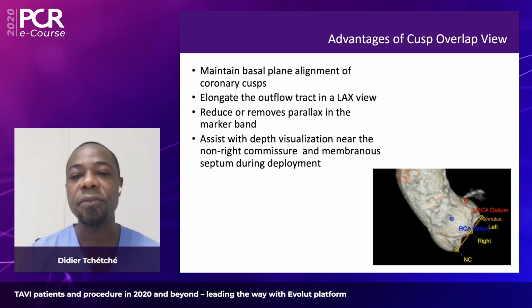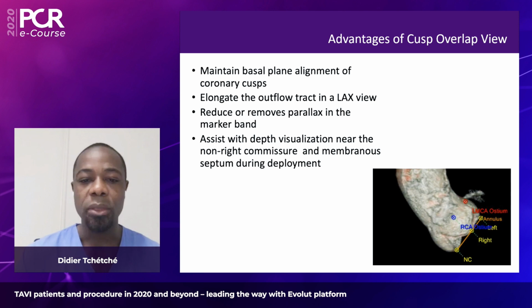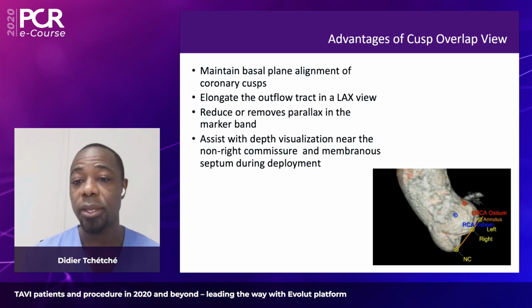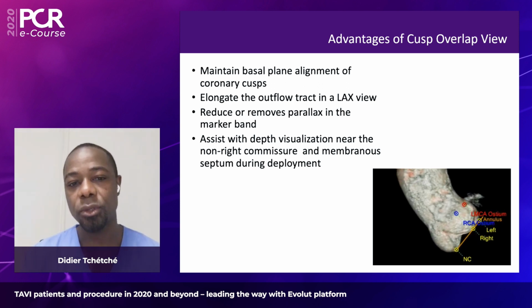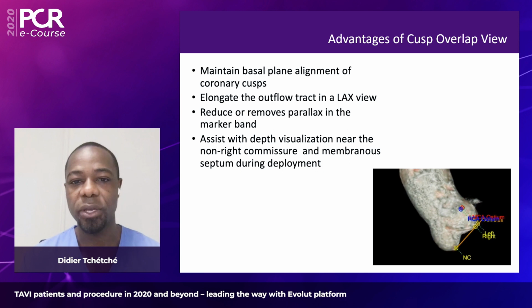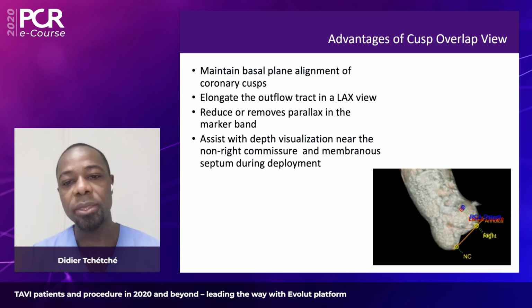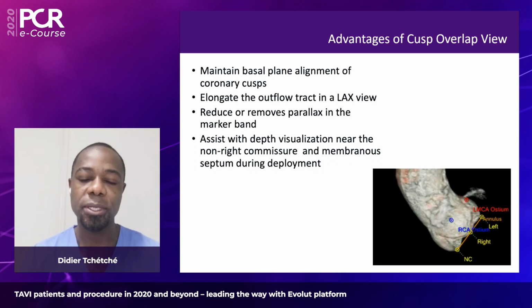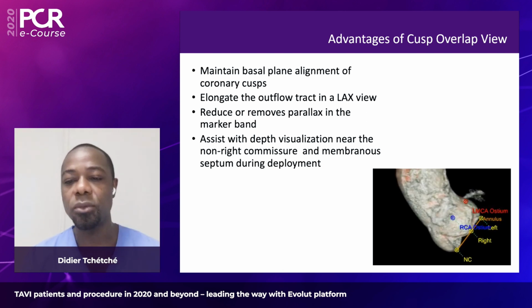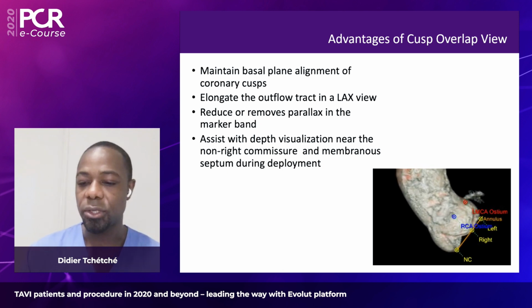Ideally, you're going to predefine before the procedure what is going to be a nice cusp overlap view, and it's always an RAO or caudal projection. Sometimes it's quite an extreme caudal projection, so you have to make sure that you can safely deploy the device. You're going to see that most of the time it's a combination of RAO caudal to deploy and then moving back to the LAO projection for the final release. You're going to elongate the left ventricular outflow tract in that view, better identify the length and position of the membranous septum, and make sure that you deploy the device just in that region without being too deep and having too much contact with the conduction system.